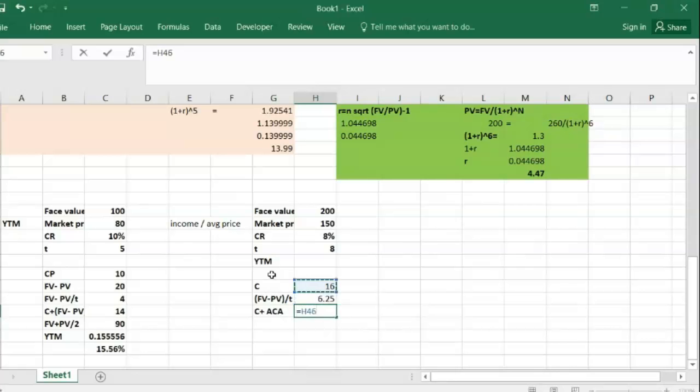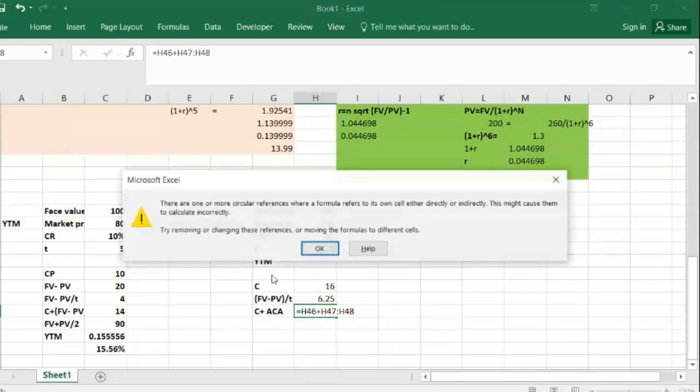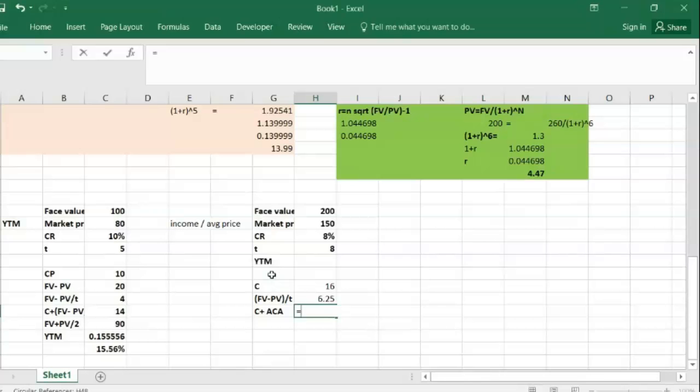Add these two values. You have received a return of 22.25, and it is calculated against the average price. The face value is 200 plus the current market price of 150, divided by 2. 175 is the average market price.